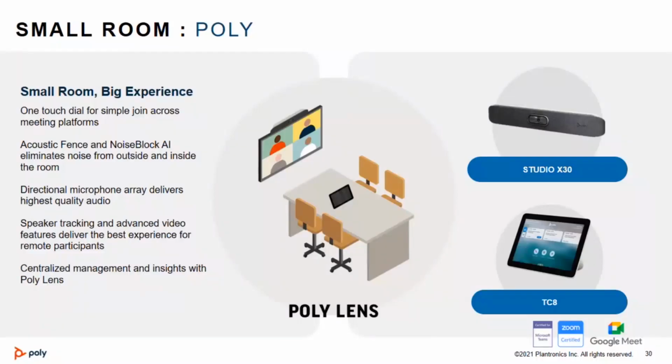Poly X30 will support maximum 12 feet room size. X30 comes with TC8 or TC10, and we can deploy as per our choice. This also has a 4K camera with 5x zoom. It is built in with acoustic fence and noise blocking. And X30 are IP based devices, so we can take the web console of this device to make some changes. This is totally IP based, whereas Poly Studio bars are managed by Poly Lens, as I explained in the last slides.